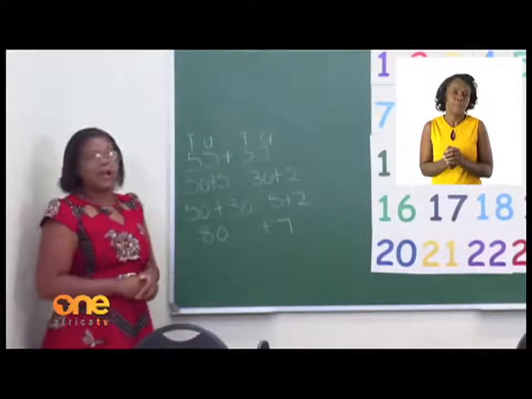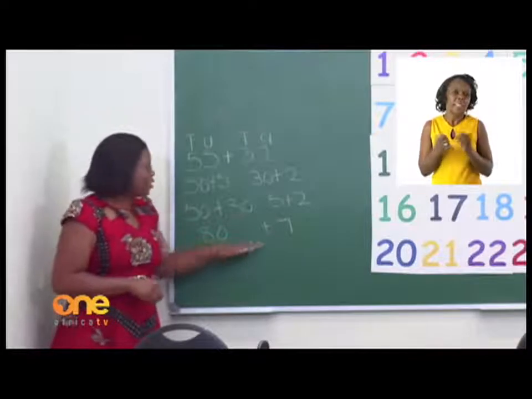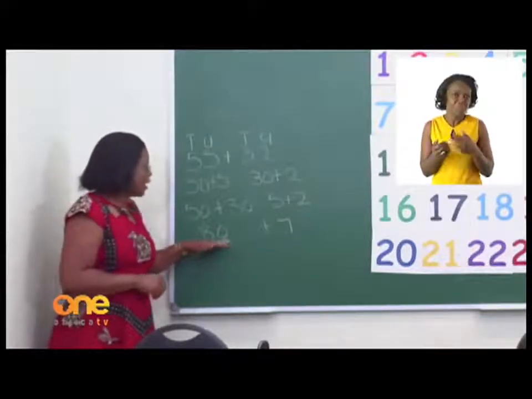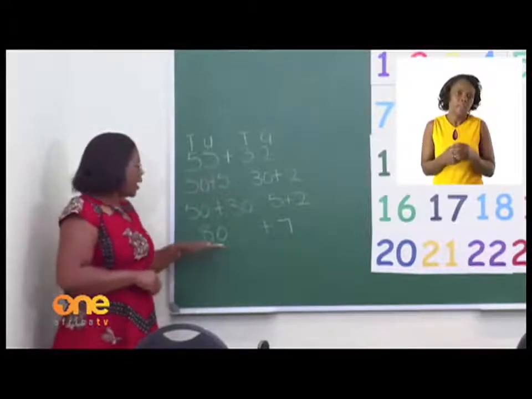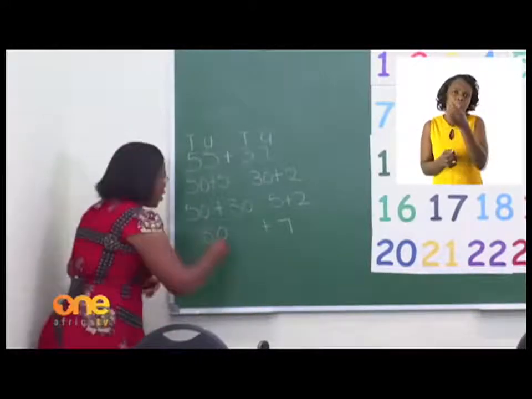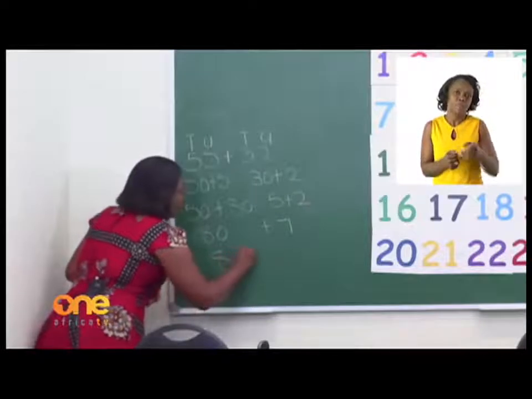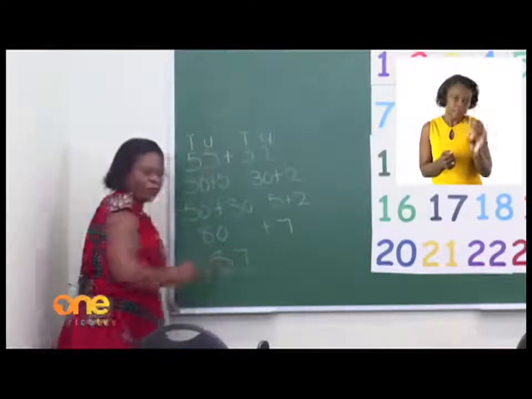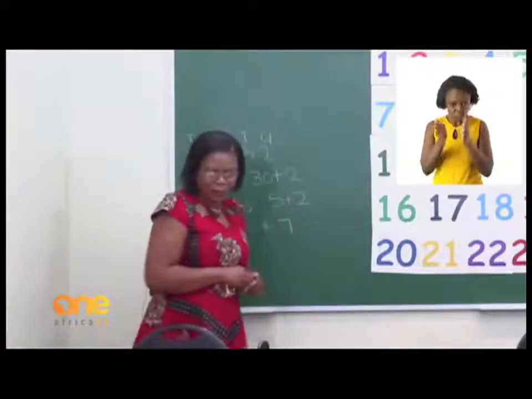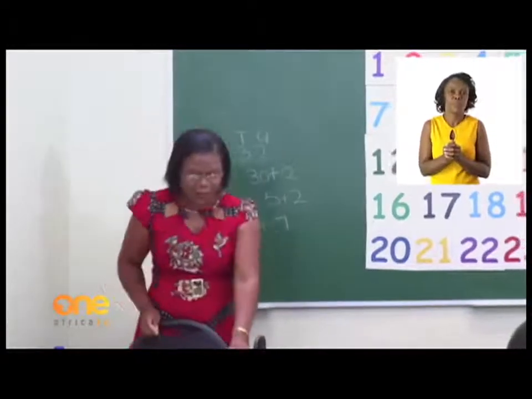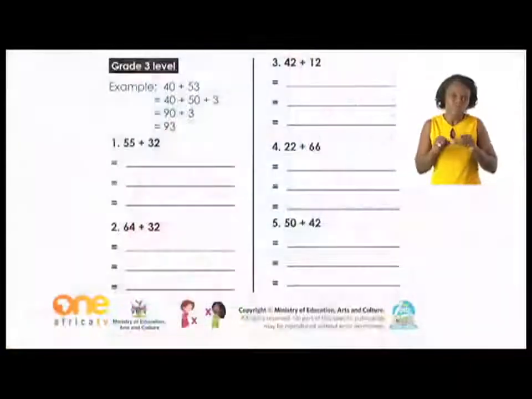Now what is our final answer? It's very easy when it reaches here because it's just to say 80 plus 7 is equal to 87. So our answer will be 87. I hope you are following all the steps. It's not very difficult, ne? Okay, try the others and see if you can get them in the same way.